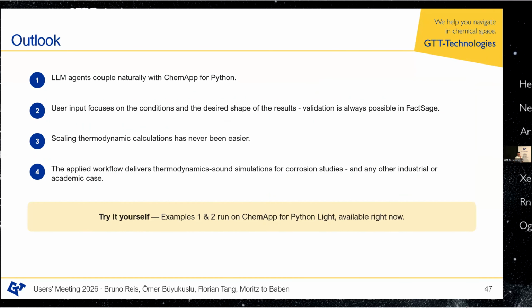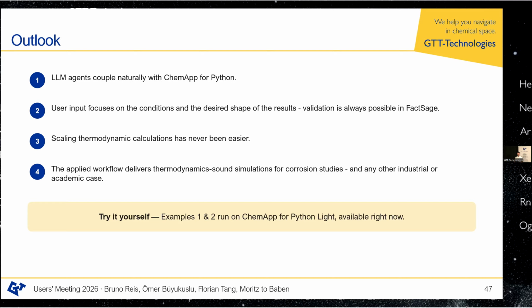And finalizing, what we've made here today shows us that LLM agents couple naturally with ChemApp for Python. User input can focus only on the conditions and the desired shape of the results. And the validation is always possible with FactSage. For any point calculation within all those sweeps that it performed, we could just open in FactSage, check if it is correct. And it's recommended even to do that for particular cases.